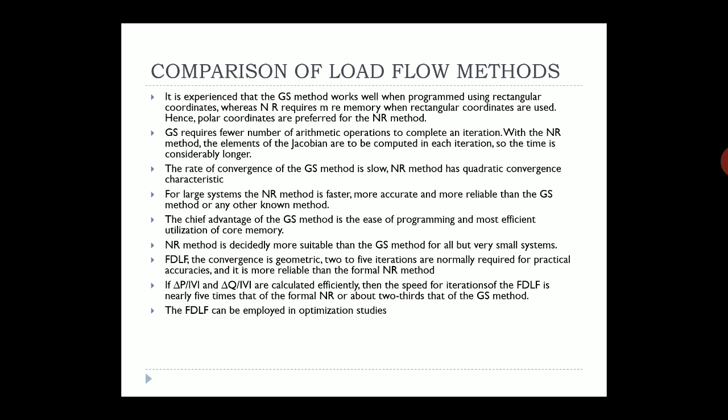The second-to-last point: if delta P by V and delta Q by V are calculated efficiently, then the speed of iterations of the FDLF is nearly 5 times that of the formal NR method and about 2/3 of the Gauss-Seidel method. So this is how FDLF is much faster, as we have just seen. The FDLF method can be employed in optimization studies.